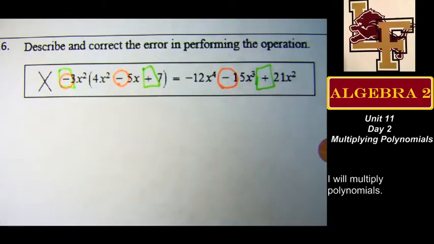Describe the errors. You're just going to write what we just said in a full sentence. The 15 should be a positive because blah, blah, blah. 21 should be a negative because blah, blah, blah. And then you're going to write out what it actually should be.